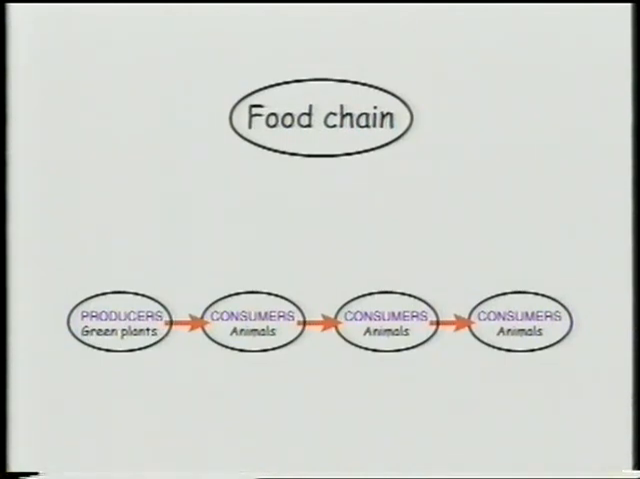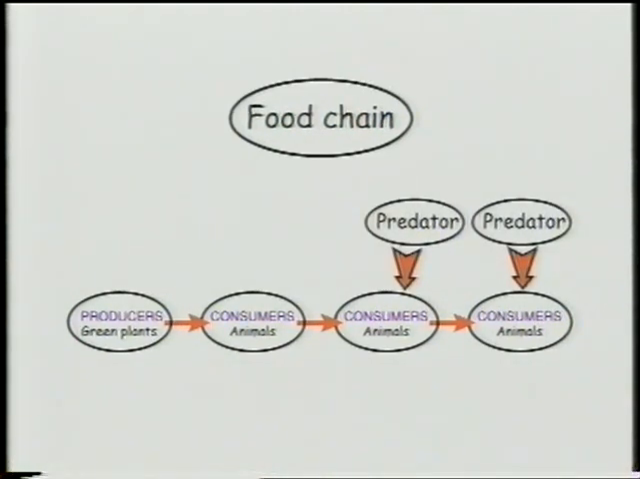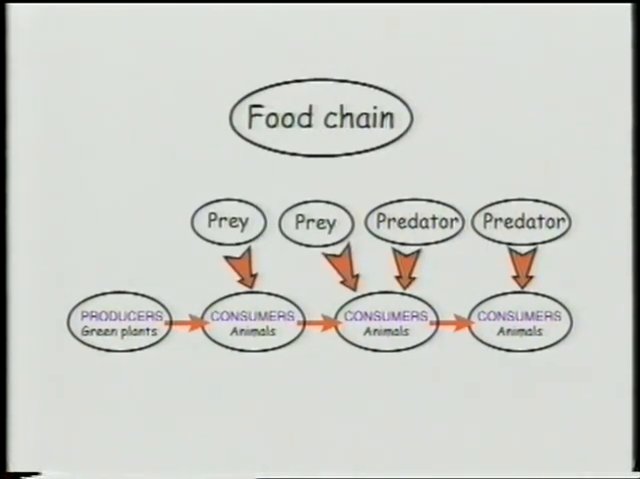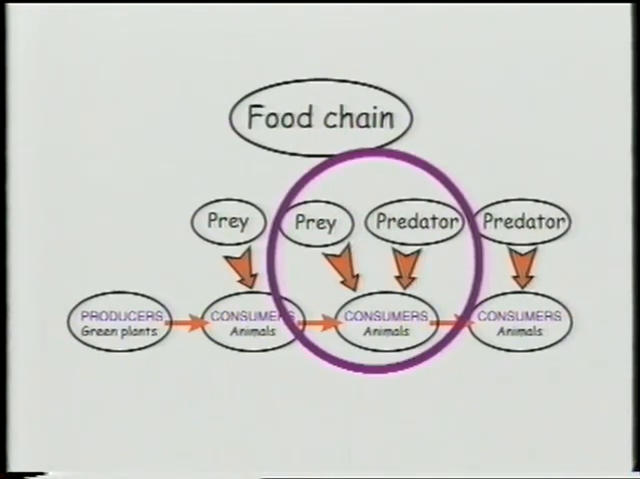A predator is any animal that eats another animal. So any animal in this group is a predator, and in this group is a predator. A prey is an animal eaten by another animal. So, any animal in this group is a prey, and in this group is a prey. Some animals are both predators and prey, like some birds, for example. They eat animals like snails, but can also be food to other animals, like bigger birds or cats.